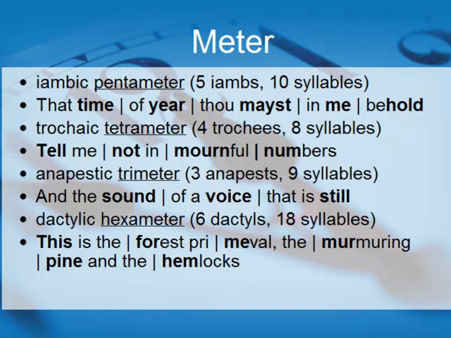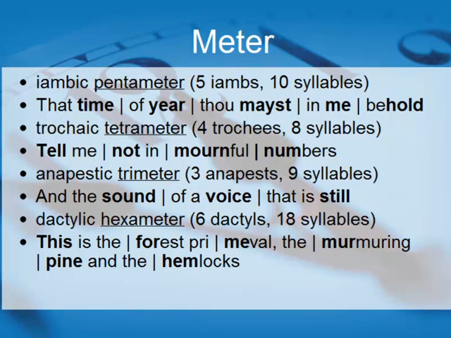Anapestic trimeter. Tri means 3, so we have 3 meters. Anapestic is 3 syllables. Unstressed, unstressed, stressed. So 3 anapests equals 9 syllables. So, "and the sound of a voice that is still."